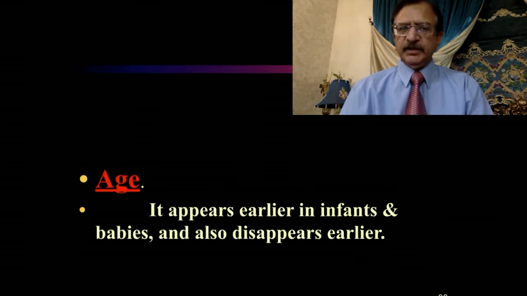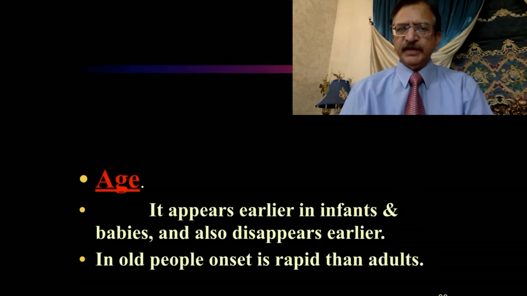Then regarding the age factor, it appears early in infants and babies and also disappears early, because infants and babies have small muscles and small glycogen contents, so the rigor mortis develops early and then passes off early. Similarly, in old people, the onset is more rapid than in adults. In old people also there is muscle wasting and the reserves are less than in normal adults.